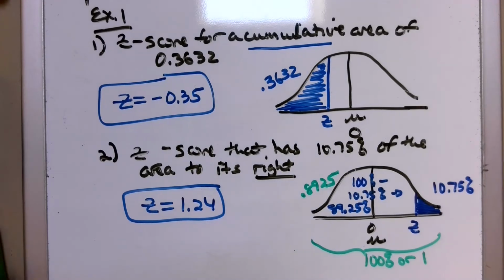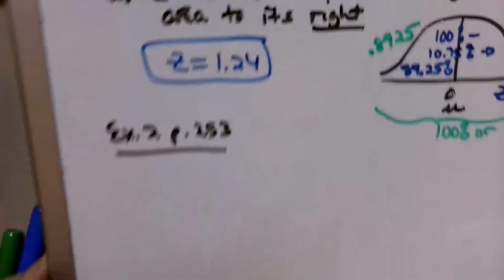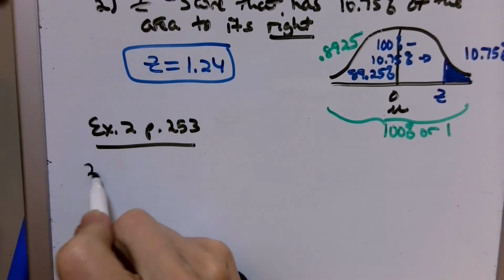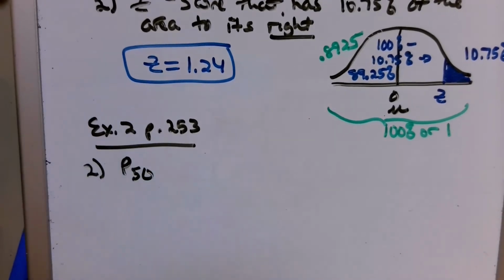So now I'm going to go to the next page, and we're going to go to example 2, which is on page 253. And in example 2, it's going to use the idea of percentiles, and it has 3 questions. I'm actually going to do them a little bit out of order because it turns out the first one's the hardest one. I'd rather start with the easiest one. So I'm going to start with example 2, number 2, which gives me p sub 50, or the 50th percentile.